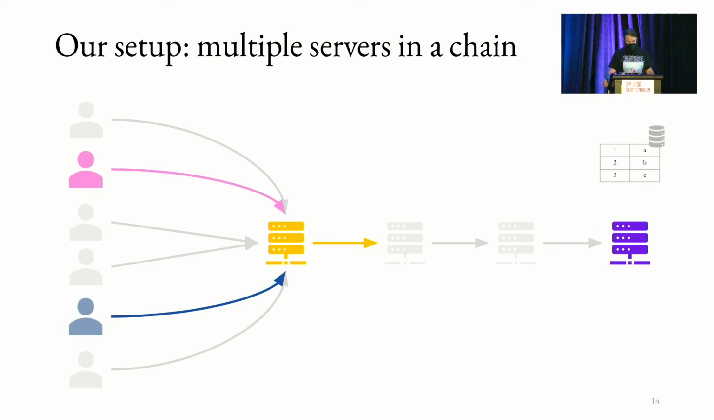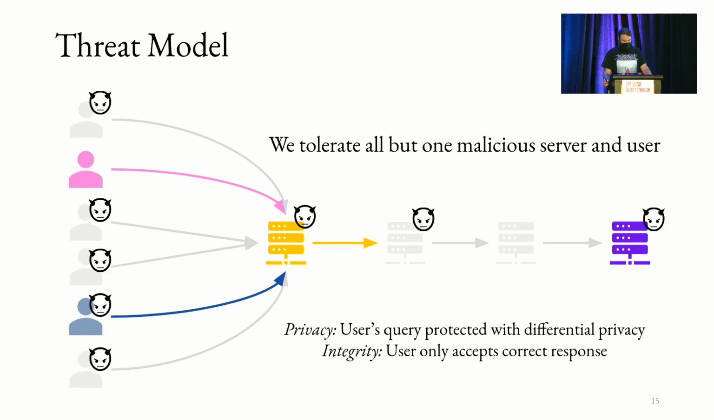Our setup consists of many users that query a remote service, and this service consists of 2 or more servers structured in a chain. Our protocol tolerates a malicious and unrestricted adversary that controls all but one server and one client. Specifically, our protocol guarantees that such a powerful adversary only learns the histogram of all of the queries and nothing else, and this histogram is differentially private. Our protocol also provides integrity guarantees that ensure that any user only accepts responses that are correct and correspond to the database as agreed upon by the servers.